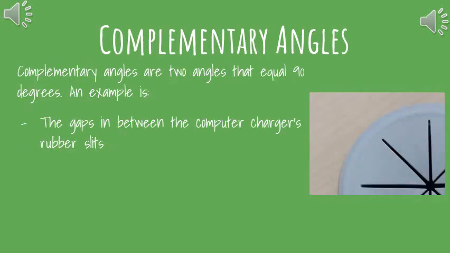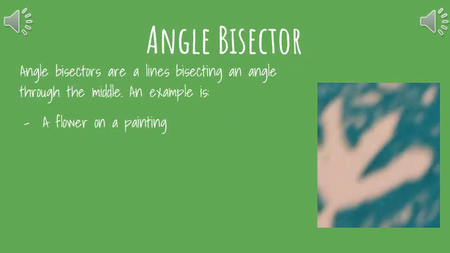Complementary angles are two angles that equal 90 degrees. An example is the gaps in between the computer charger's rubber slits. Angle bisectors are lines bisecting an angle through the middle. An example is a flower on a painting.